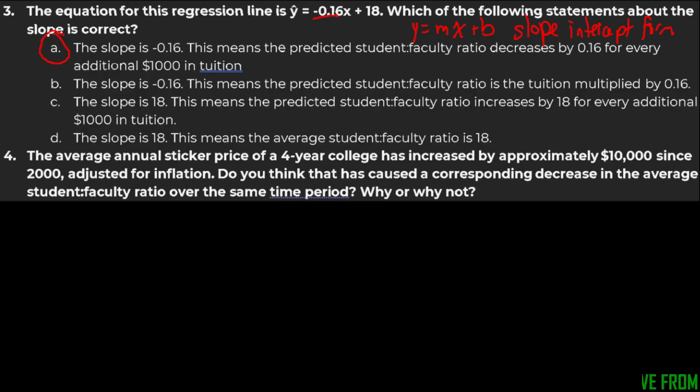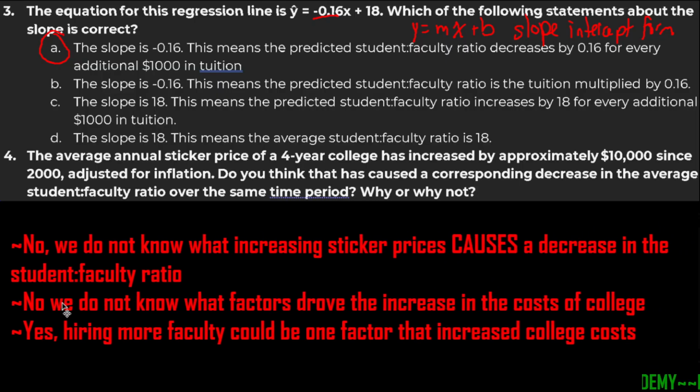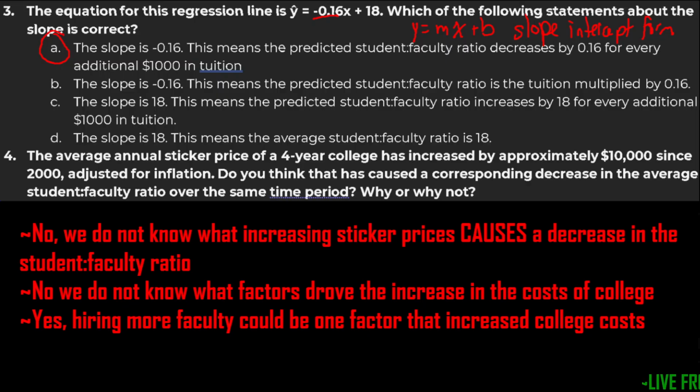I'm going to give you 3 options, and you only have to pick one. So we could say, no, we do not know that increasing sticker price causes a decrease in the student to faculty ratio. You could say, no, we do not know what factors drove the increase in the cost of college. Or you could say, yes, hiring more faculty could be one factor that increased college costs. So pick one of those 3 options. You do not have to write all 3.